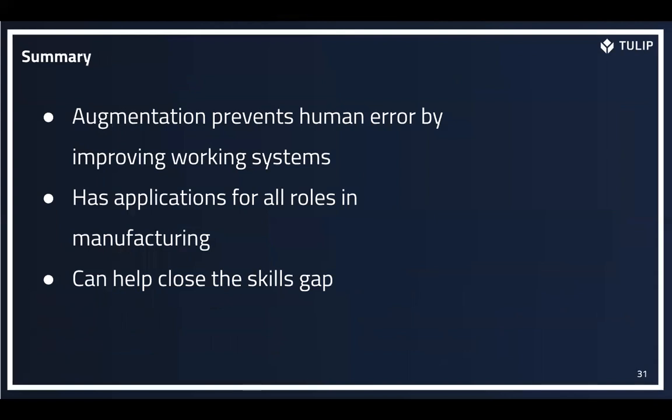So just to recap, these are the big takeaways: that augmentation prevents human error by improving working systems. It really excels in those places where humans are prone to make mistakes, not because to err is human, but because human labor also almost always puts workers in situations that set them up for failure. So it's really about putting controls in the system that make it impossible for humans to fail.